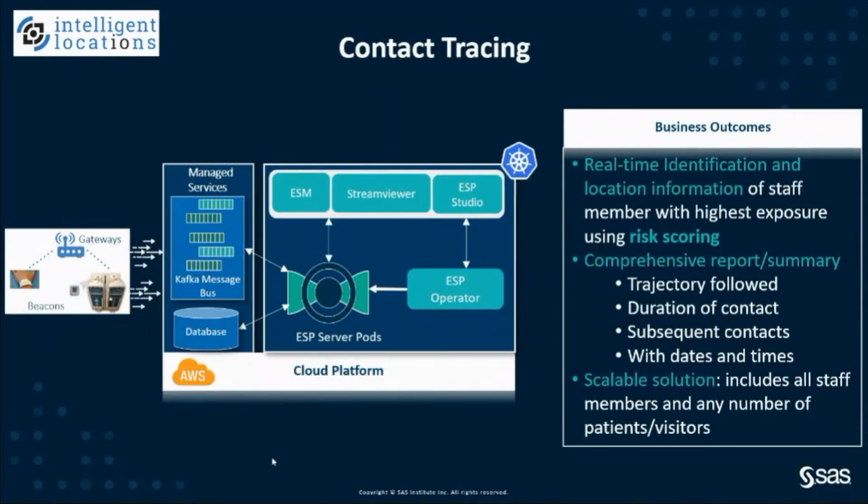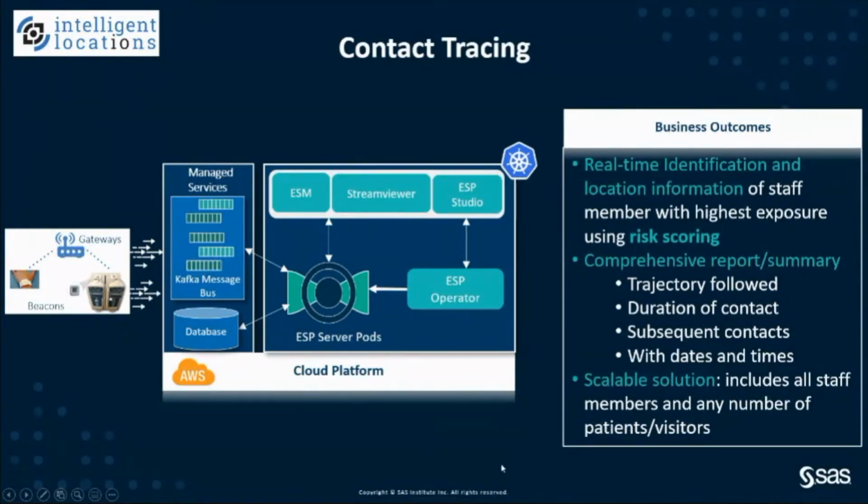So this was the architecture that was deployed, and we have these beacon devices, which you can call the tags or the badges. They work on low-energy Bluetooth technology, and they send their location information to the gateways, which are streaming the data to the cloud platform where we are running the streaming analytics.